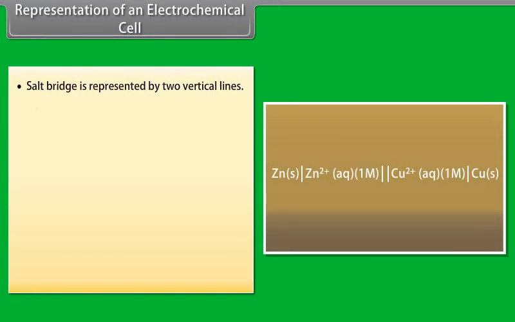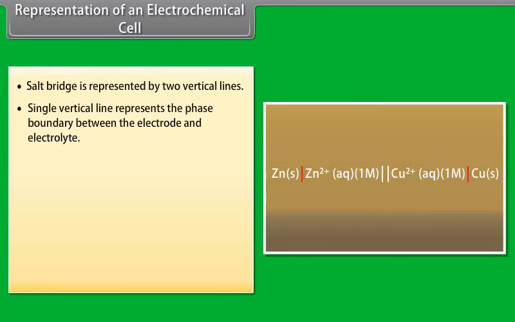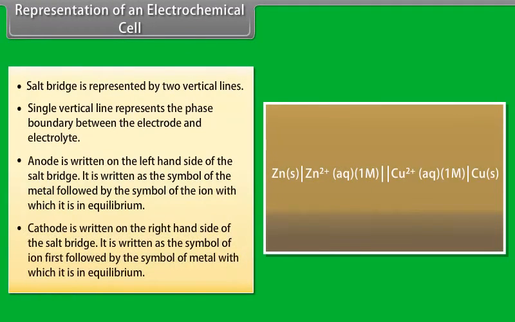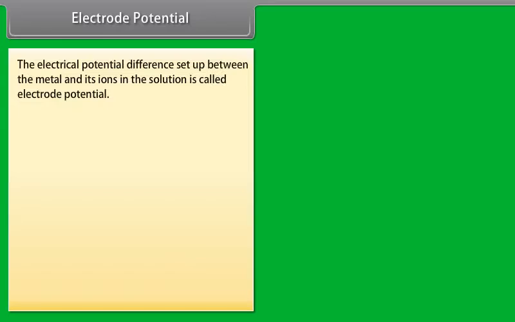Representation of an electrochemical cell. An electrochemical cell or a galvanic cell is represented in a manner as follows. Salt bridge is represented by two vertical lines. Single vertical line represents the phase boundary between the electrode and electrolyte. Anode is written on the left-hand side of the salt bridge. It is written as the symbol of the metal followed by the symbol of the ion with which it is in equilibrium.